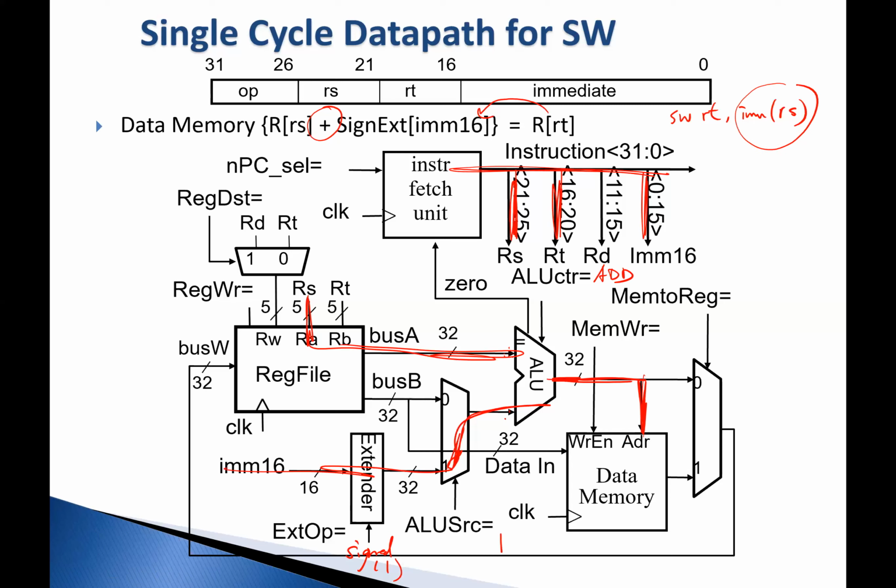And what's next? Am I reading or writing? Store word, I'm writing, right? So I will have a 1. I'm writing into the memory, from what? From this RT, right? RT is here, bypasses the mux and goes to here. Let me use another color so that you can see clearly. So RT goes to bus B, but not into the mux, it goes to the data. All right, so that's your memory stage.